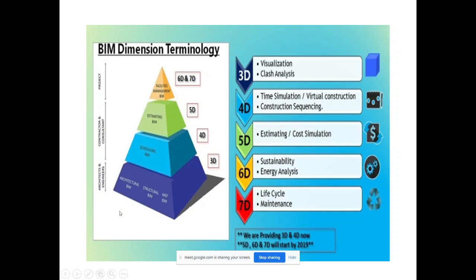It is important to know what is meant by 2D, 3D, 4D, 5D, sixth dimension, and seventh dimension. So these are the differences among the 7 dimensions. There are also so many, even 10 dimensions, but these are only the 7 dimensions, after 3 dimensions, then 7 dimensions. These are the main 7 dimensions for your BIM dimension terminology.